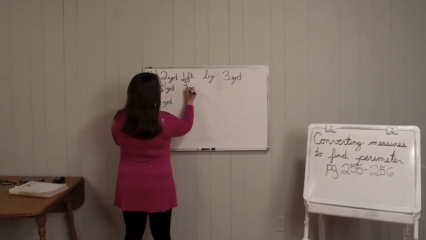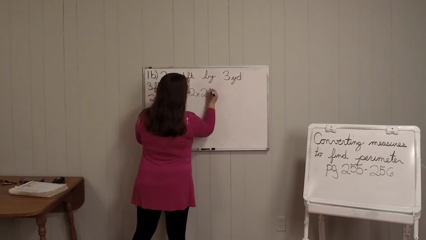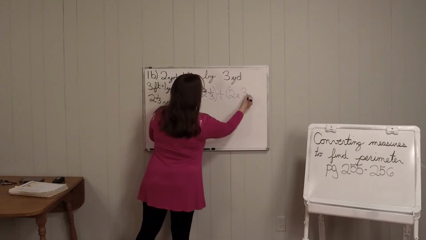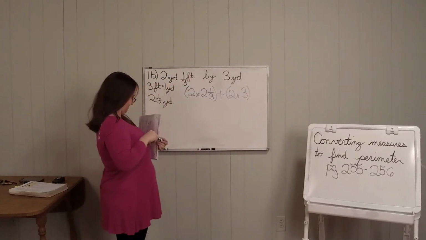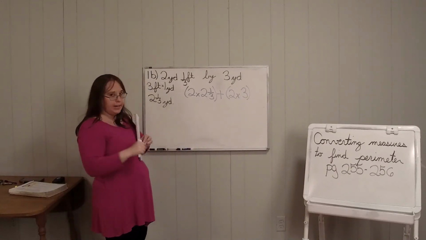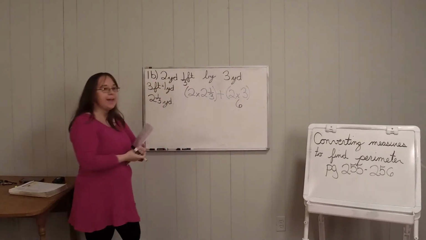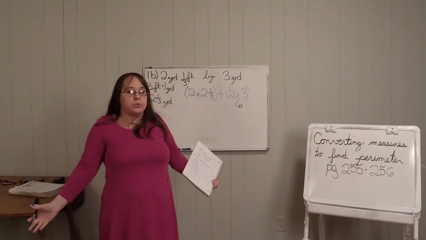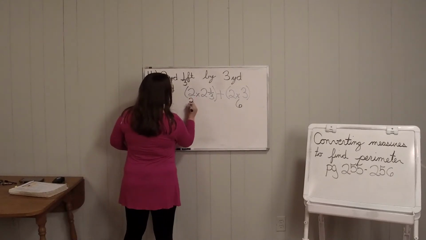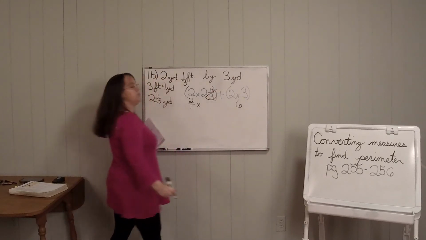So you would have 2 times my length, which is 2 and 1/3 yards, plus your 2 times your 3, which is your width, okay? Well, what's 2 times 3? Everybody should know that right now. 6. Now, same thing. We're multiplying. We have fractions. We have a whole number and a mixed number. What do we have to do? So you're going to add that 2, put a 1 under it, change that mixed number into a fraction.